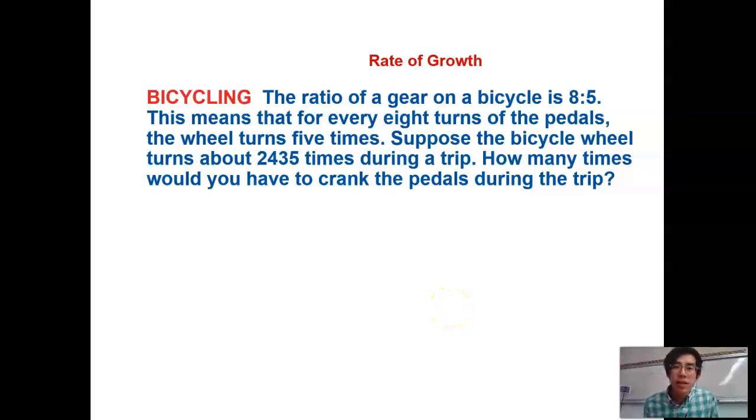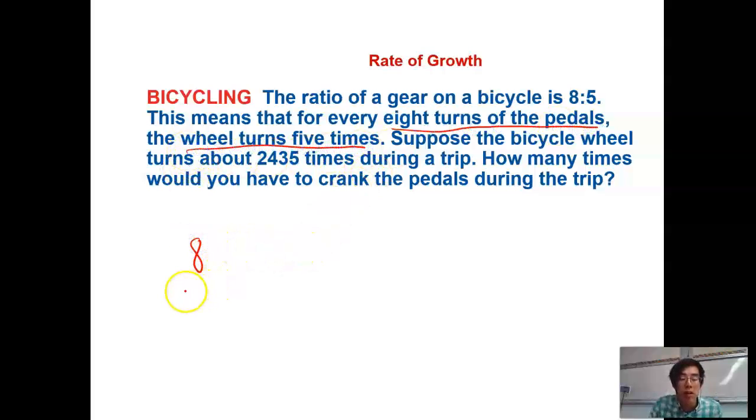Alright, ladies and gentlemen, so now let's see what we have here and examine whether equivalent ratios and proportions relate to real-world examples. So you are a sports medicine scientist and you're trying to measure how many times the wheel turns whenever you pedal. Okay, and we can see that the ratio of a gear on a bicycle is 8:5, and that means for every 8 turns of the pedals, the wheel turns 5 times. So real quick, let's write that as a fraction with our ratio.